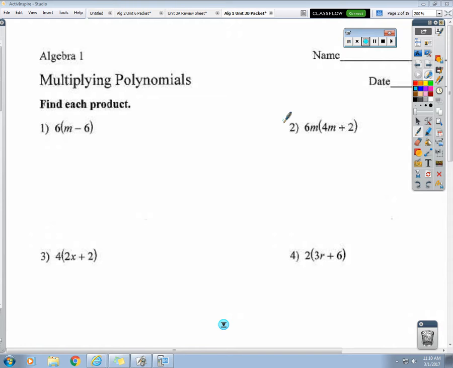The first thing we're going to do is multiply polynomials. It says find each product. What does that word product mean? The answer to multiplication, right. So, when you have a number or anything sitting outside of parentheses, what do you do with that? But what's the property? Correct. And the distributive property is multiplying. So, you distribute the 6 times the m. What's 6 times m? 6m.